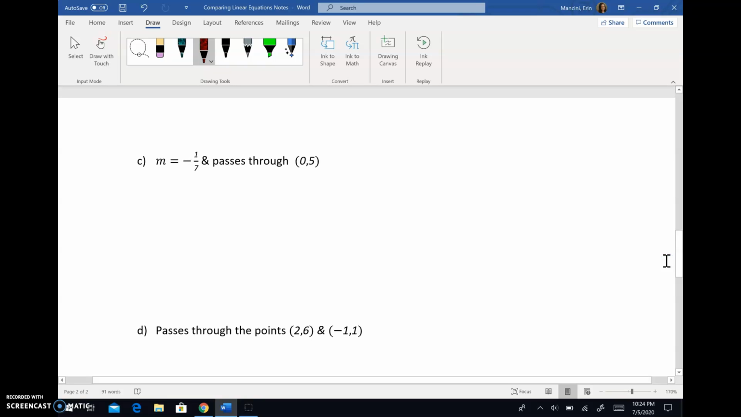Okay, I want you to try C again on your own, and I'll come back with the answer. Same process, so decide if you want to do point slope or slope-intercept first. Okay, then fill in your information.